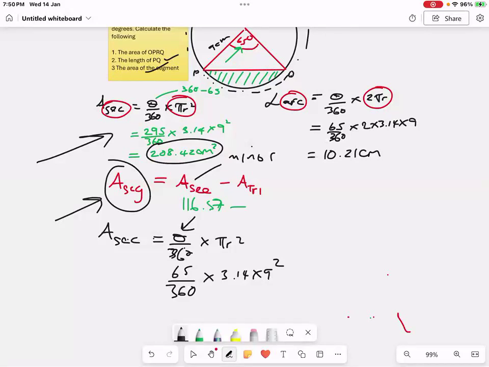Sir, you said 65 over 360 times 3.14 times 9 squared. That is correct, yeah. And what's the answer you got? I got 116.57. You didn't get that? 45.9, 45, may I see? Could be my mistake, so I double check. 65 over 360 times, okay, that was 3.14 times 9 times 9. Oh, my bad. It was my mistake. Thank you. All right.